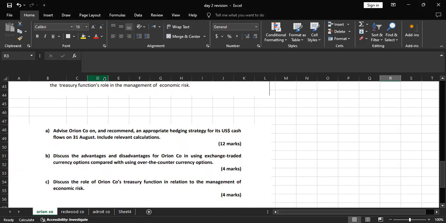The second is that the examiner is asking to discuss the advantages and disadvantages for Orion Company in using exchange traded currency options compared with over-the-counter options. So now there should be a comparison between the currency options and over-the-counter options. Then, discuss the role of Orion Company treasury function in relation to the management of the economic risk. So these were the three parts which were asked in this question.